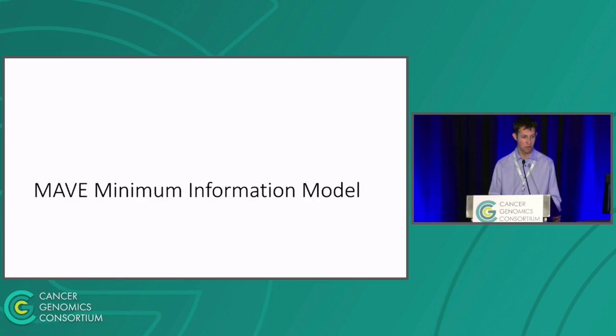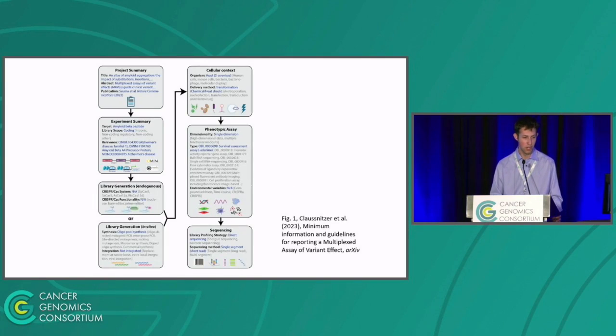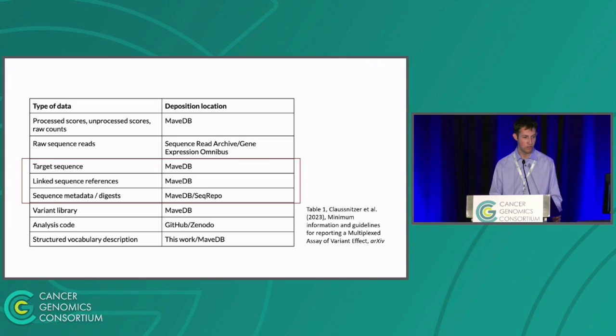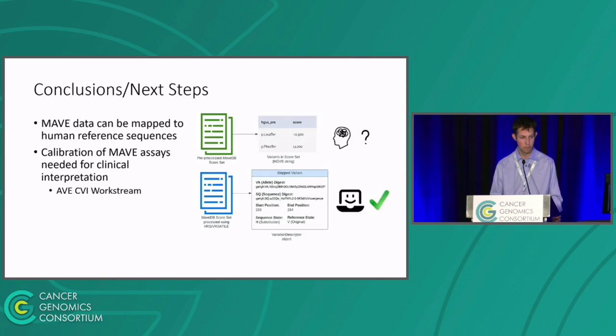Lastly, in the remaining time, I'd like to go over the MAVE-MD information model. So this has been done in collaboration with the AVE Alliance. So basically, we're defining a minimum standard for how to report MAVE variants. Some useful fields include the project summary, the experiment summary, the library generation method, the cellular context, the phenotypic assay, and the sequencing techniques that were used to generate that MAVE variant. We also encourage users to upload their sequence metadata to MAVE-DB and SeqRepo when uploading new score sets to MAVE-DB, as it can help facilitate mapping of the data.